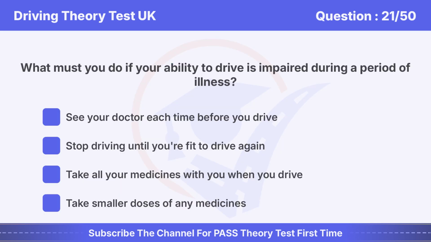Question 21. What must you do if your ability to drive is impaired during a period of illness?